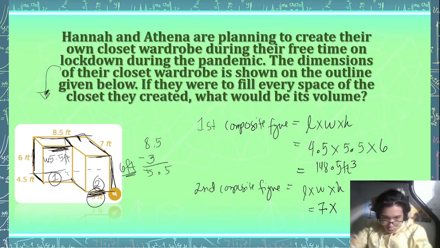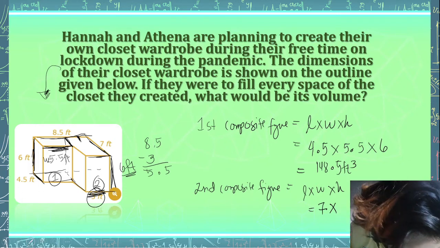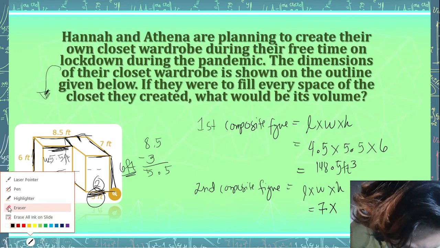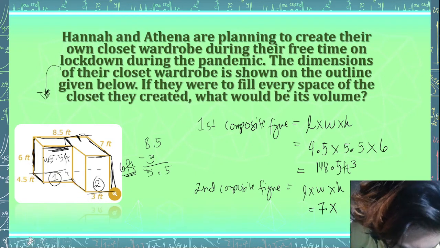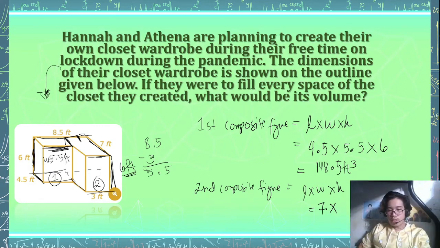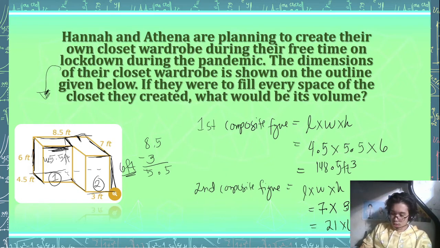Let's try to erase the writing here. Okay, so there you go. That's equal to 3 feet. So 7 times 3 times the height, which is 6. This is going to give us 21 times 6. And what's 21 times 6, guys? That's 126 cubic feet.